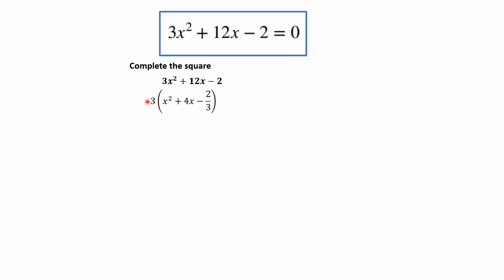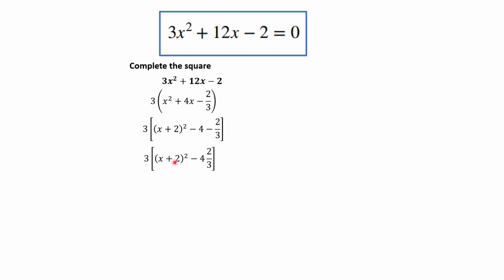So we'll have the 3 outside, and then we open our nice brackets. x plus half of 4 is 2, so x plus 2 all squared. Minus this number squared. This number is 2. 2 squared is 4, so it's going to be minus 4. And then minus 2 over 3. That's very good. Now, minus 4 minus 2 over 3 is just minus 4 and 2/3.